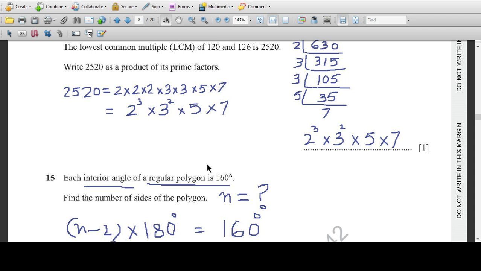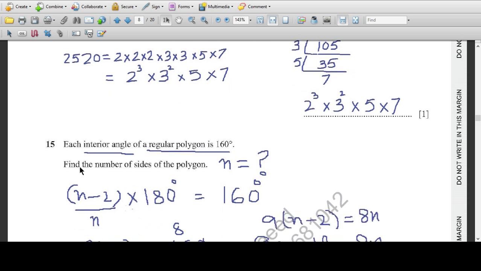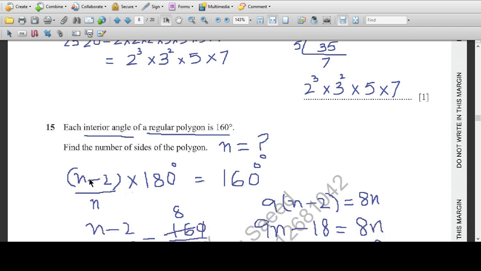Now question number 15. Each interior angle of a regular polygon is 160 degrees. Find the number of sides of the polygon, n. So n is the number of sides of the polygon, so we have to find the value of n. So (n minus 2) upon n into 180 degrees is equal to 160 degrees. This is the each interior angle of a polygon.